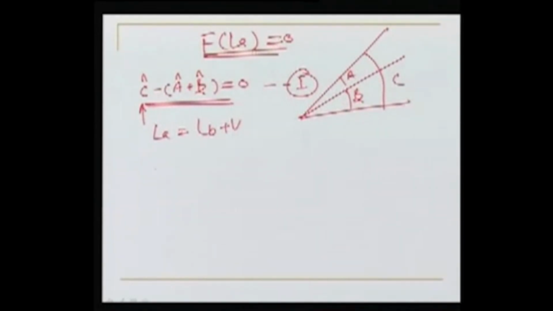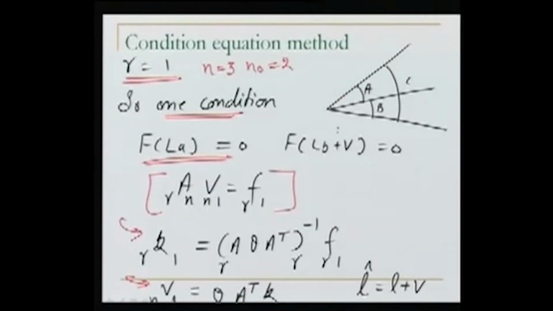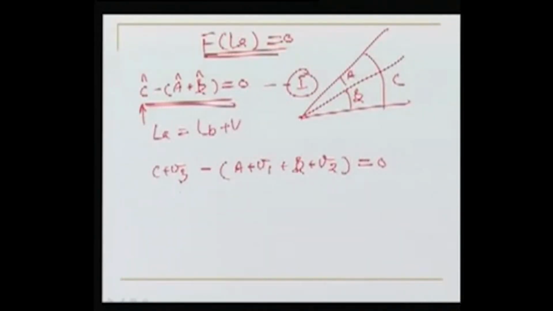We have seen this before also. So we can write it as C plus V3 minus A plus V1 plus B plus V2, this is equal to 0, and finally, as we know what we have to do, we have to write it in this form, AV is equal to F. So we will try to write it in this form, minus V1 minus V2 plus V3, this is plus C minus A minus B is equal to 0.